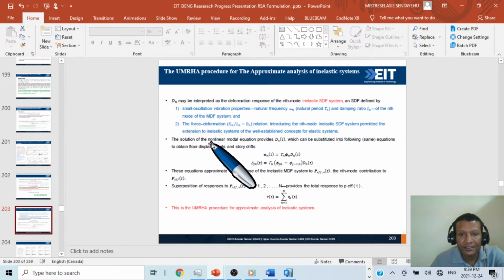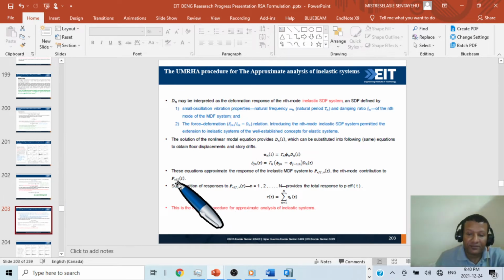The solution of the nonlinear modal equation provides Dn(t), which can be substituted into the following same equation to obtain floor displacement and story drift. Now we have this floor displacement and we have story drift. This equation approximates the response of the inelastic multiple degree of freedom system for that P effective nth mode contribution toward the total P effective.